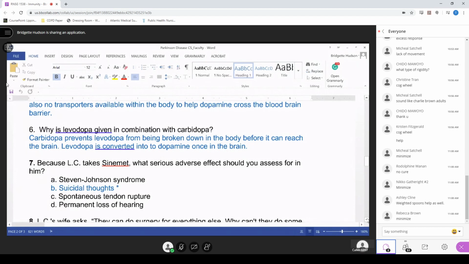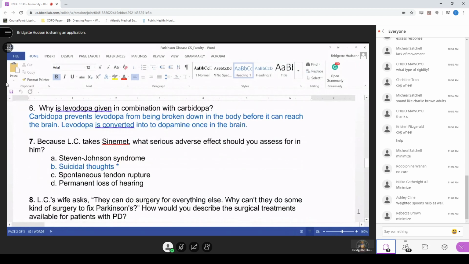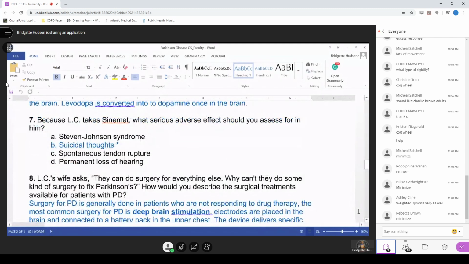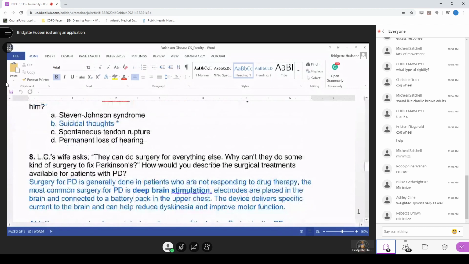So here's the wife. They have a couple of questions. Why can't they do some kind of surgery? How would you describe surgical treatments? They're usually done on patients who are not responding to drug therapy. You have deep brain stimulation that they could do for the individual. The device delivers a specific current to the brain to help reduce the dyskinesia and improve motor function, but it doesn't fix it. It's basically doing the same thing that medications do, but with stimulation.